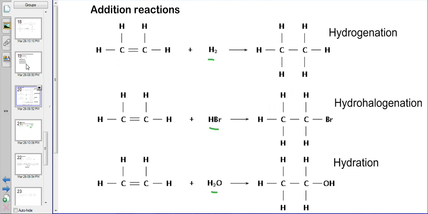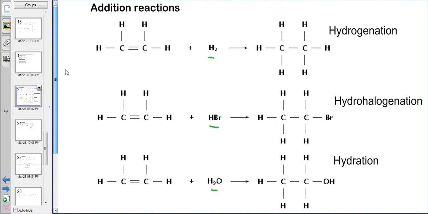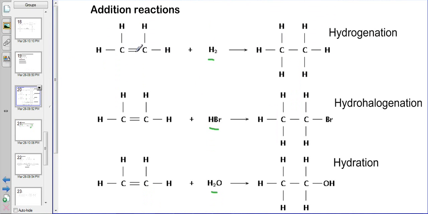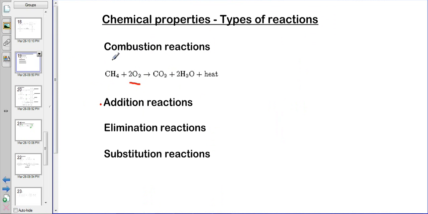So today that will be all we have. We discussed our types of addition reactions: hydrogenation, hydrohalogenation, hydration, and halogenation. They are all addition reactions, and all alkenes can undergo addition reactions. And we mustn't forget Markovnikov's rule as well, which shows that the hydrogen will bond with the carbon with the most hydrogen atoms. And also combustion reactions, we must not forget.